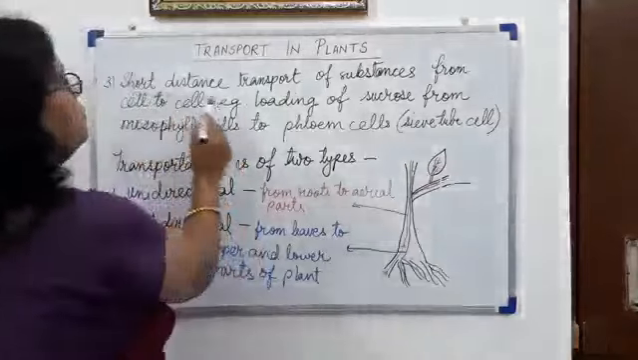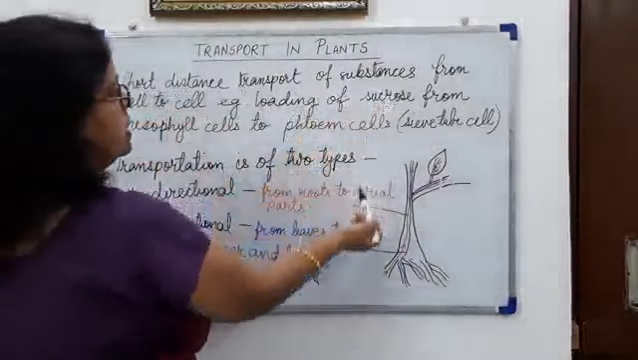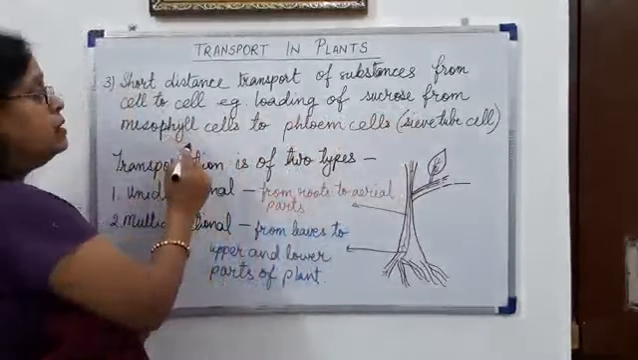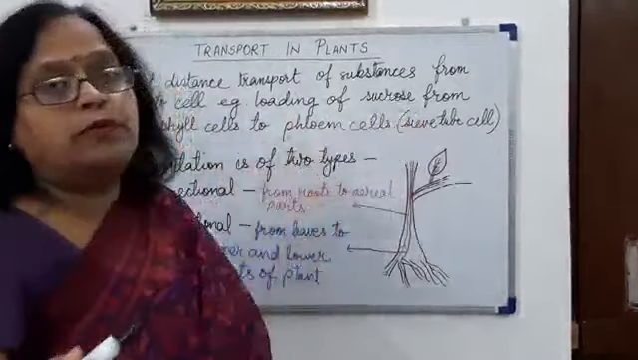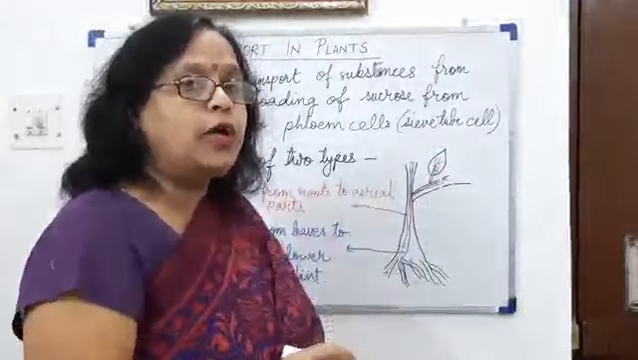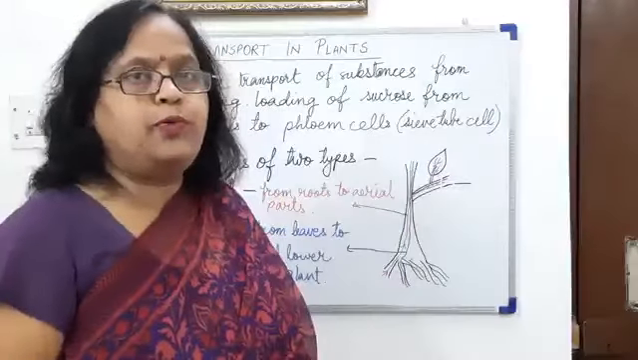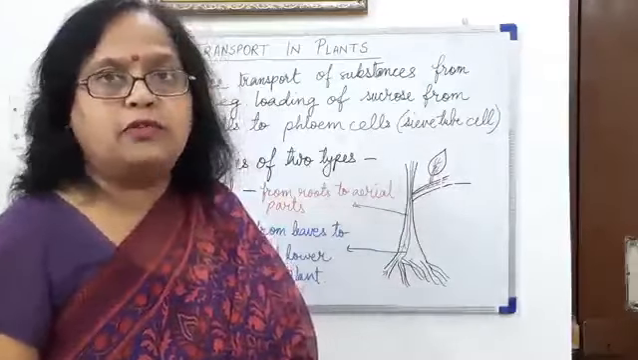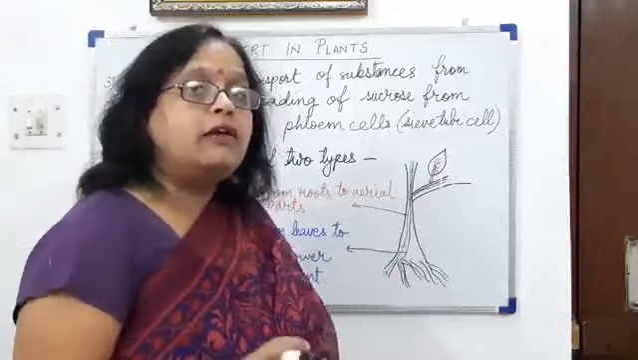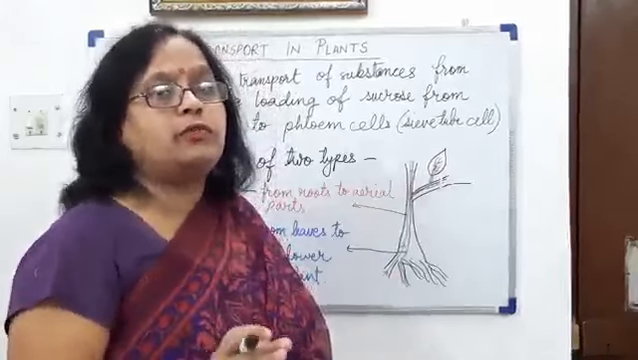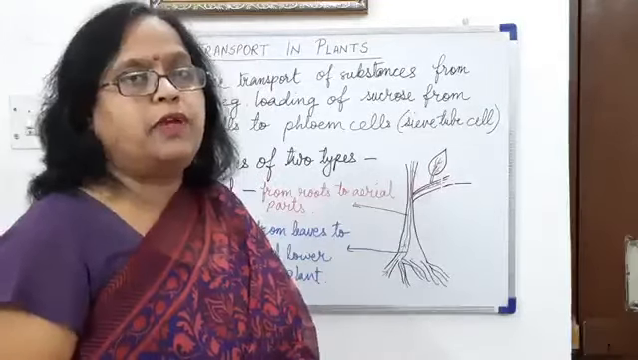Now the third level of transportation is short distance transport of substances from cell to cell. For example, loading of sugar from the mesophyll cells to the phloem cells in the sieve tube. So loading means the sugar is synthesized by photosynthesis in the mesophyll cells, and then this sugar is transported to different parts of the plant where it has to be stored, or used for getting energy.